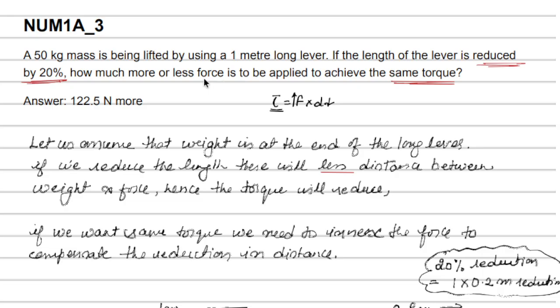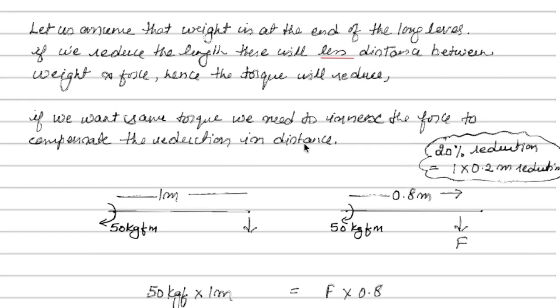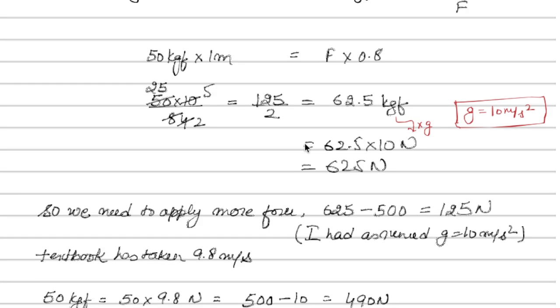First thing is, it should be less or it should be more. See, we are reducing the distance and we want the same torque. So if we are reducing the distance, we have to increase the force to get the same applied torque. So the torque formula is force into displacement. So if this torque is constant, and if we are decreasing the displacement, the force has to be increased. So let's see how we can solve it.